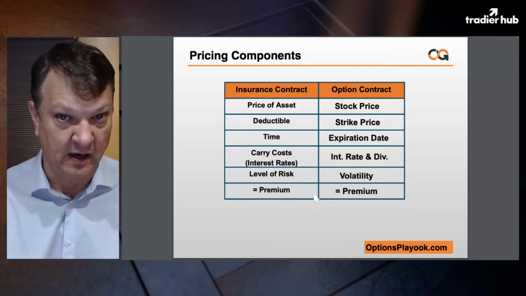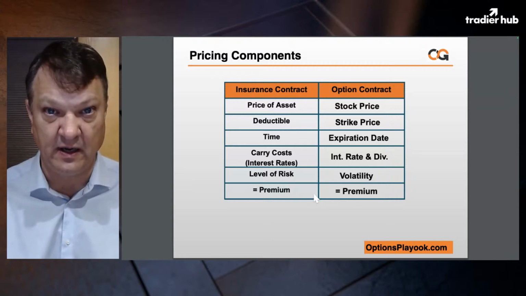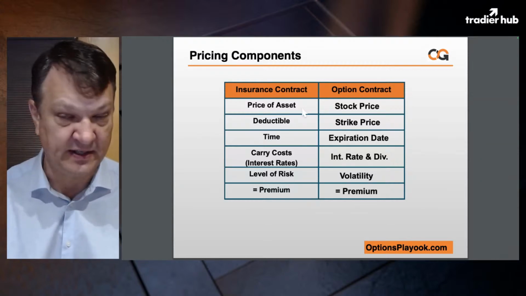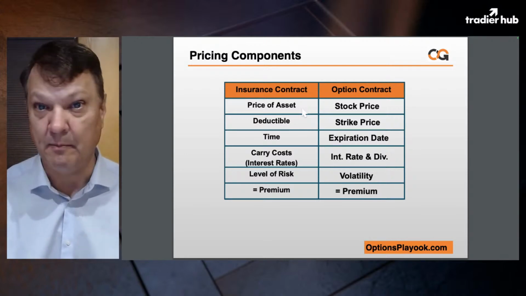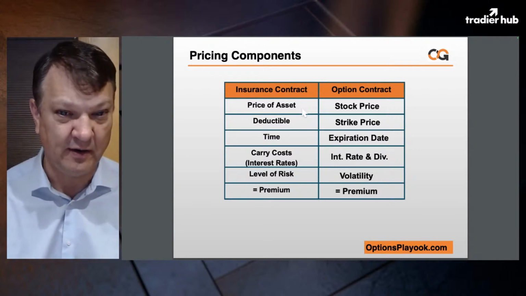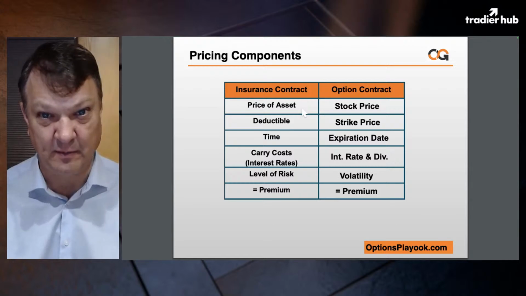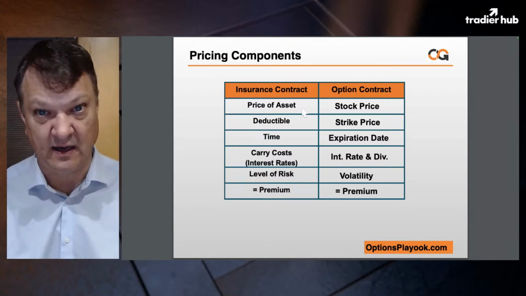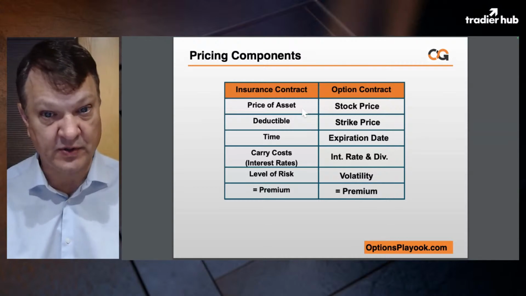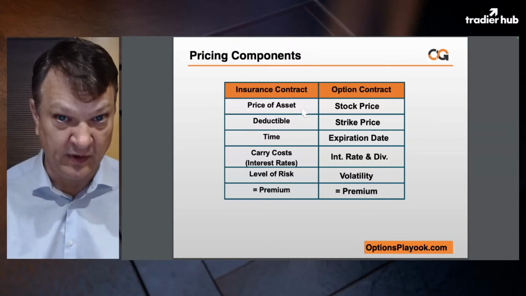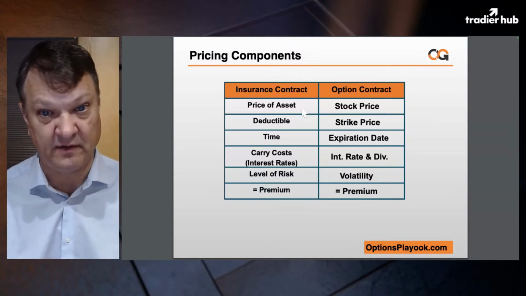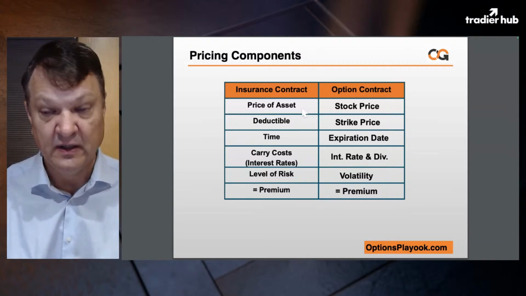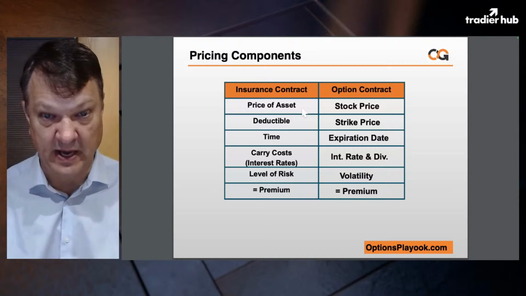So we're going to talk about car insurance, and the components that are in a car insurance policy. So first of all, you have the price of the asset. Are you buying a Bentley or a Chevy Cavalier, right? The price of the asset matters. Insurance is going to be much more expensive on an expensive vehicle as opposed to an inexpensive one. Same with underlying stocks. The more expensive the underlying stock, the more expensive the option contract is going to be. So the price of the asset matters.